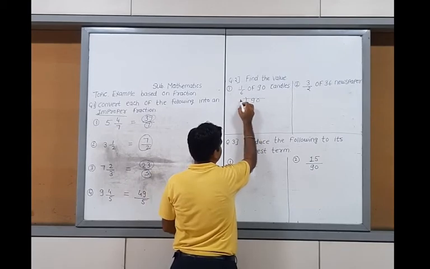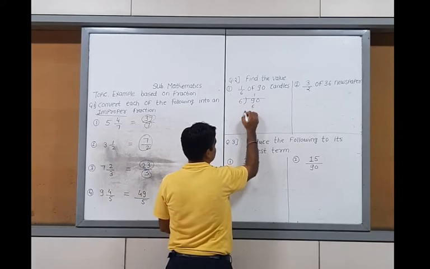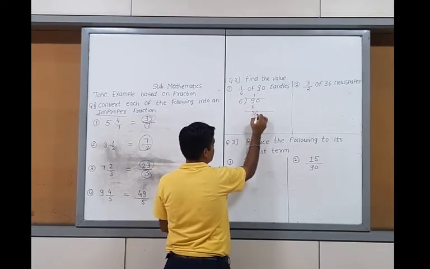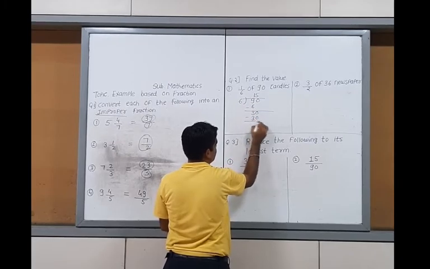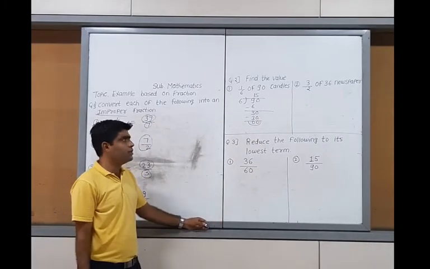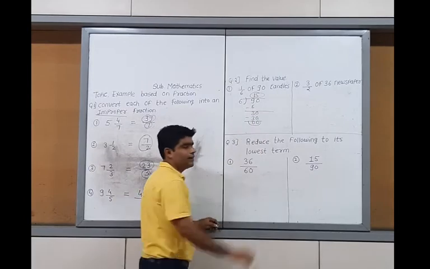This is 90 divided by 6. 6 1s are 6. 9 minus 6 is 3. Then 0. 6 5s are 30. This is our 30. The remainder is 0. It means your correct answer is 15.